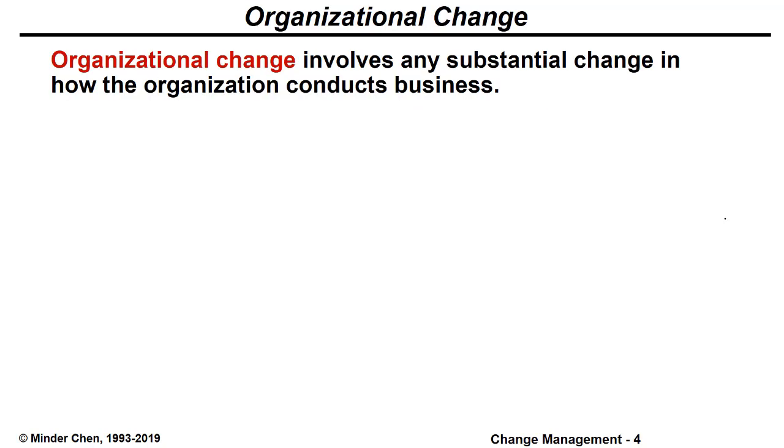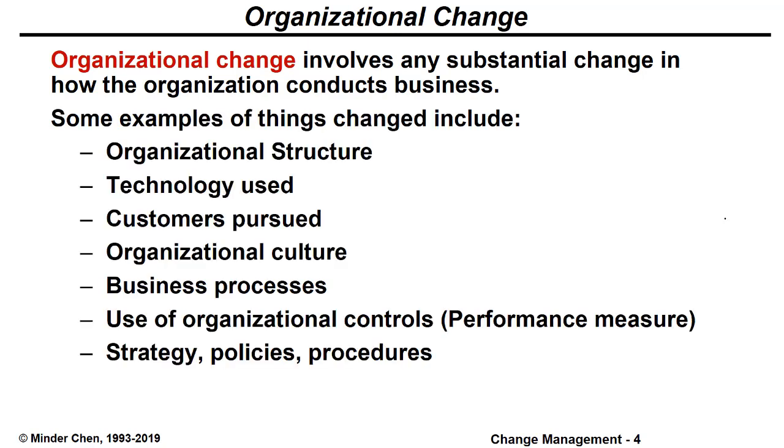So what is organizational change? Organizational change involves any substantial change in how the organization conducts business. Here are some examples of things that change. They include organizational structures, which we just talked about in the last unit. The technology being used may change. In the last few decades, new technologies emerge every 2-3 years. And the customers or the marketplace that we pursue.